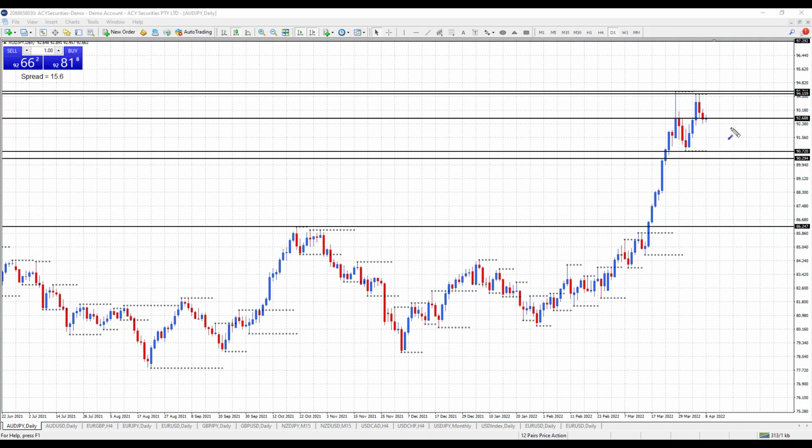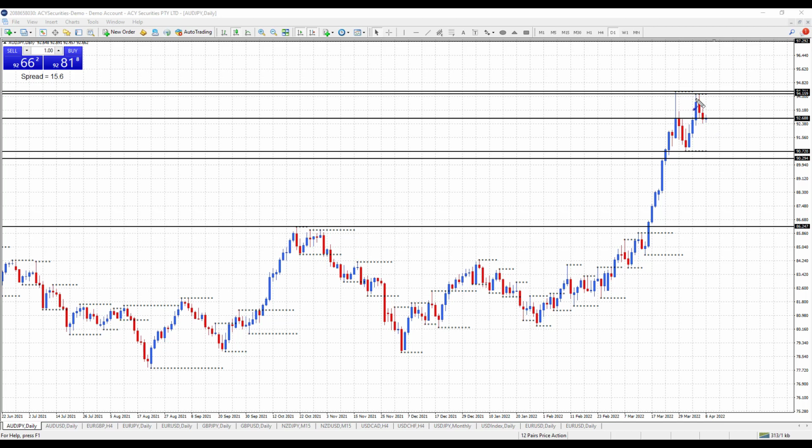Hi traders, hope you've had a great trading week. Now I'm on my Aussie yen daily chart. I've got my monthly, weekly, day levels drawn in. Just going to talk about the ones closest to price action, but all my levels are in the description below if you want a reference to them. So getting a bit consolidatory on the Aussie yen.